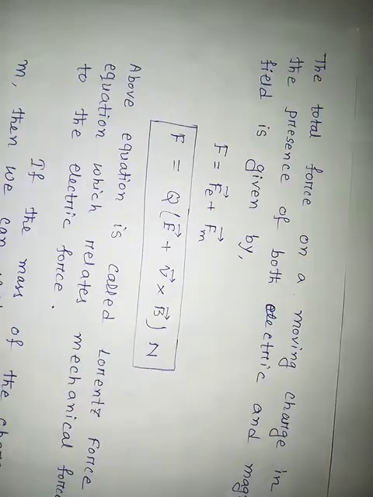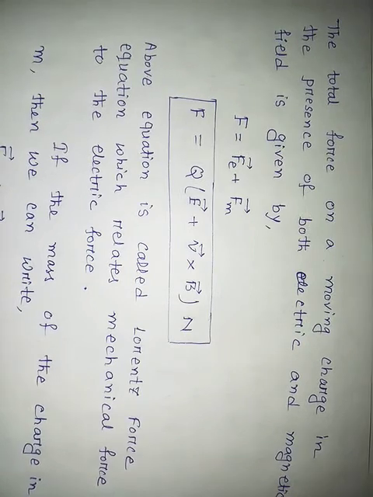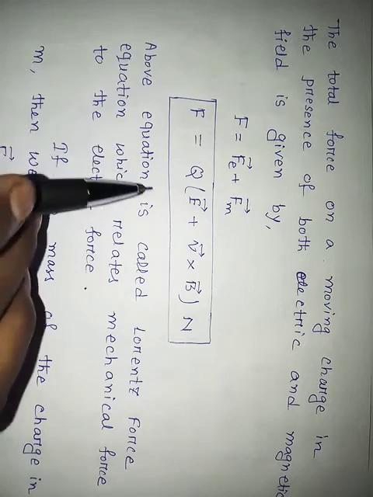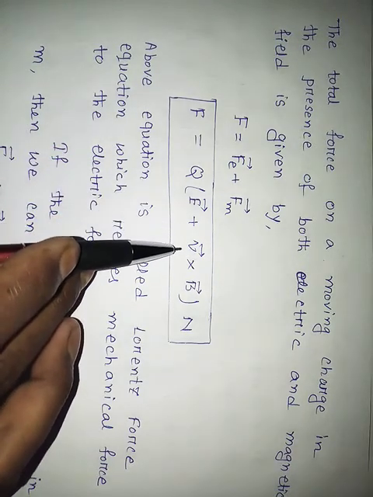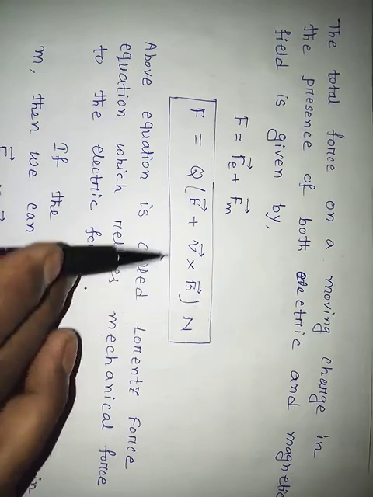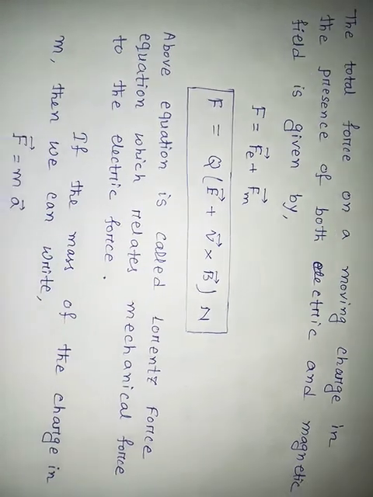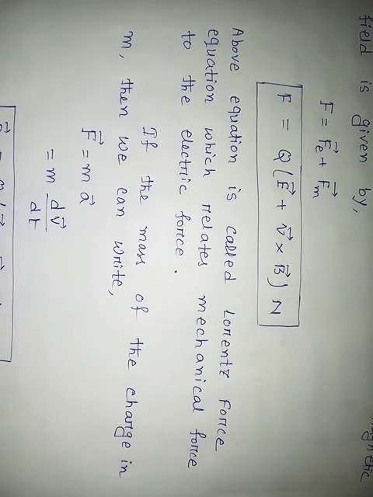Now see, the total force on a moving charge is both an electrical and a magnetic part, if they are present. That is our total force: F equals electric force plus magnetic force. Simply we put Fe and Fm below. So our result, after taking Q common, is Q times E, that is intensity, plus velocity cross B, magnetic flux density, in Newton. This above equation is called the Lorentz force equation.